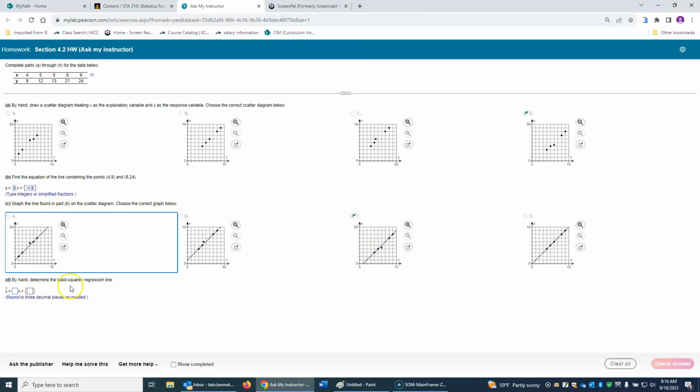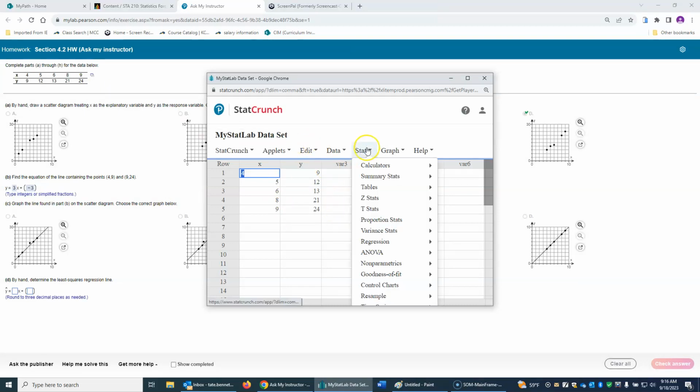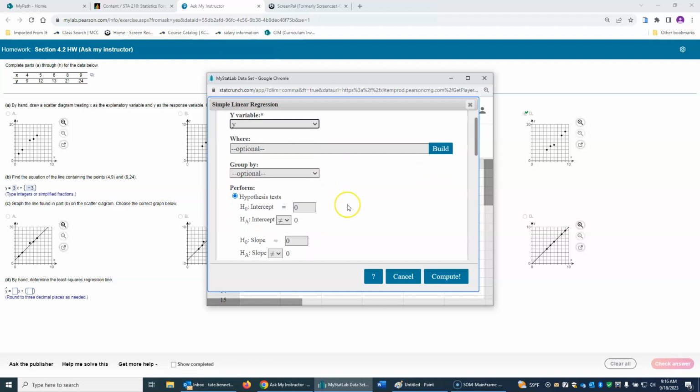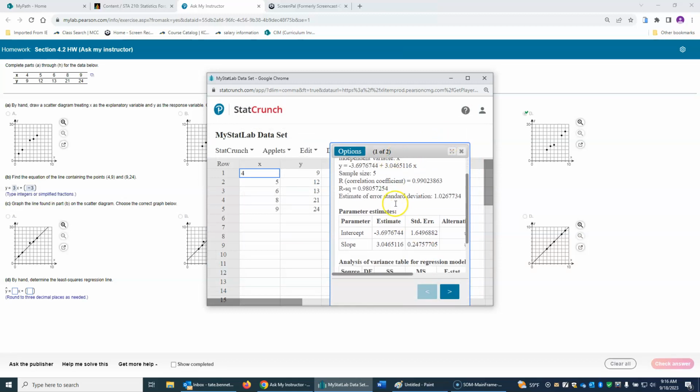Now they want you to determine the least squares regression line. They say by hand. I'll just use technology. So you just come up here, you open this in StatCrunch, and it brings in the data. Let's see, we go to Stat, Regression, and we want Simple Linear. We select where our data is coming from, the X and Y columns, and I think that's all we need to do here. Some of them may ask for predictions, but this one doesn't. And so right here we have it.